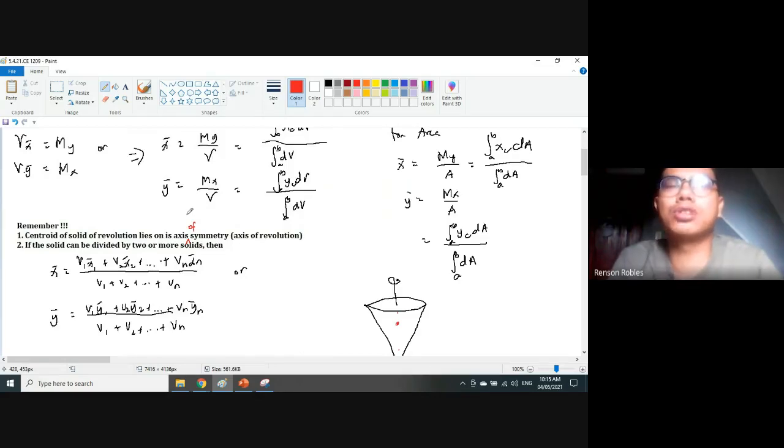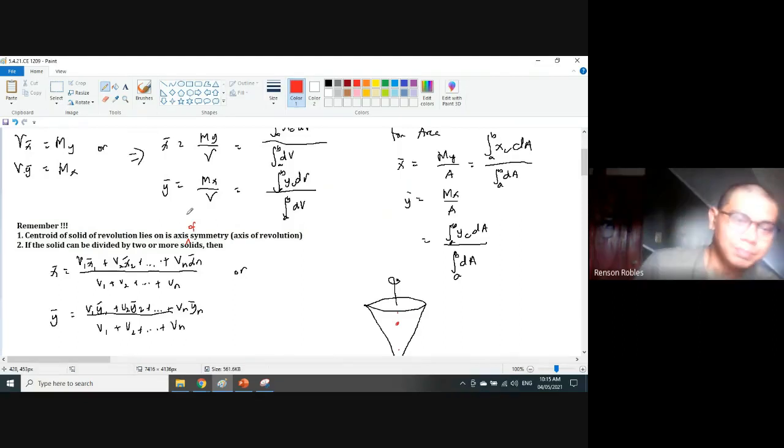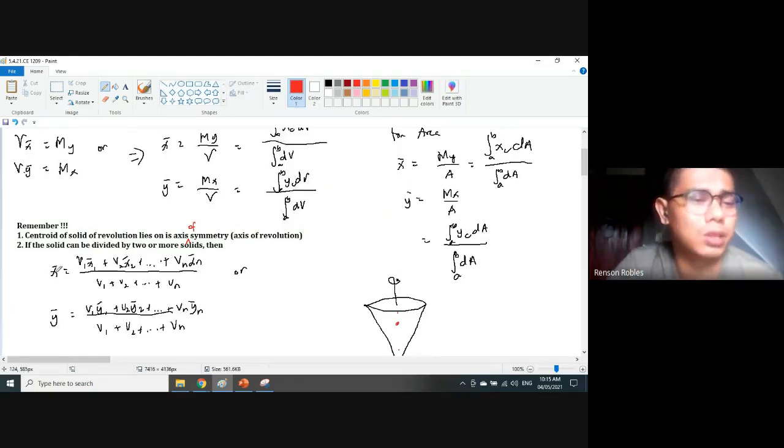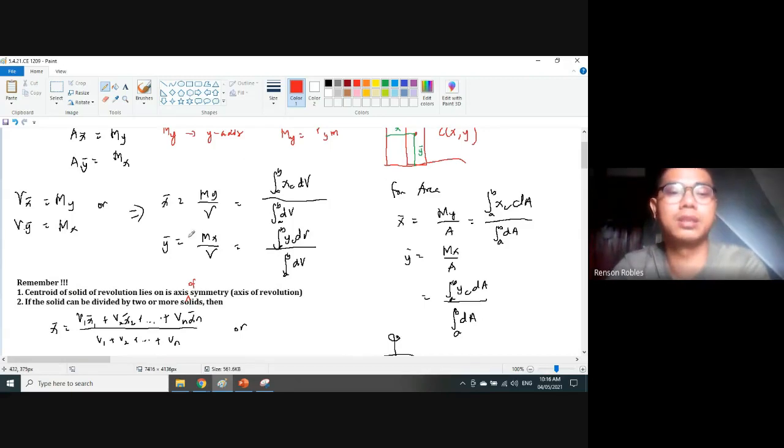Whatever the axis of revolution is, that will be one of the components of the centroid. It's either bar x or bar y. And when the solid can be divided into two or more solids, then bar x is equal to V1 bar x1 plus V2 bar x2 running until Vn bar xn divided by the sum total of all the volumes, or V1 bar y1 plus V2 bar y2 running until Vn bar yn divided by the sum total of the volume. Okay, so you recall this formula.